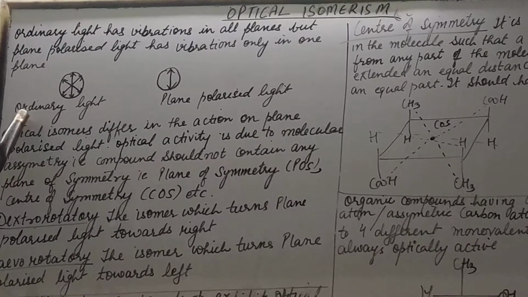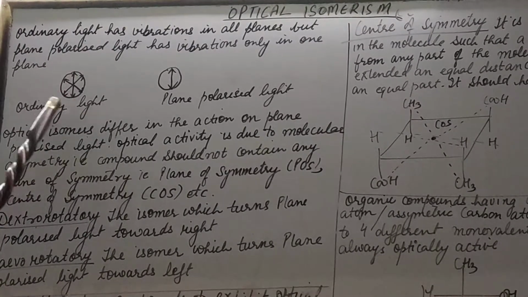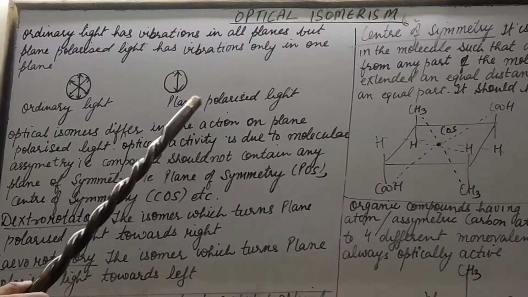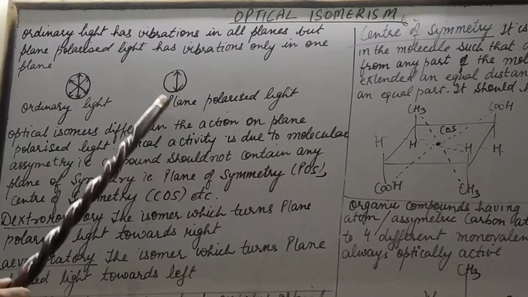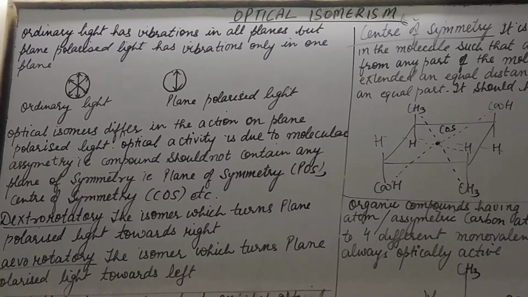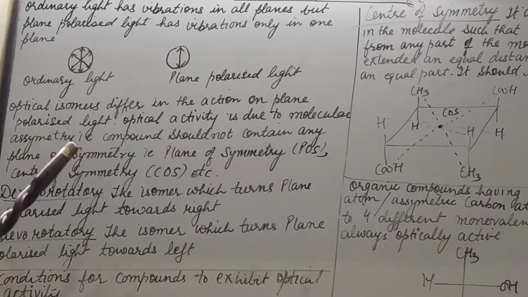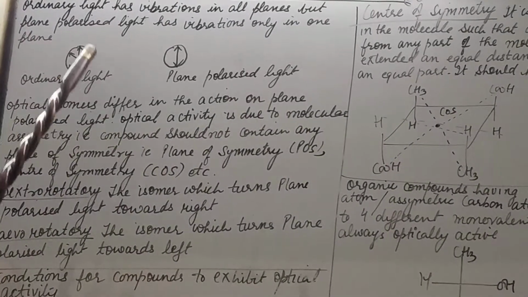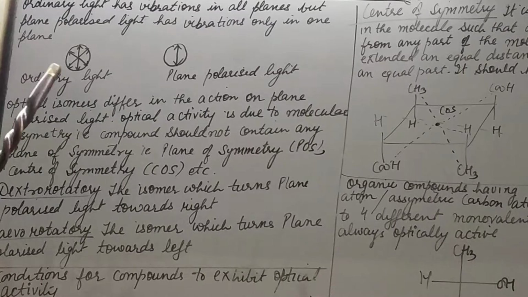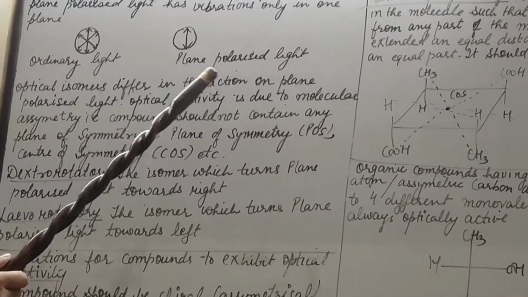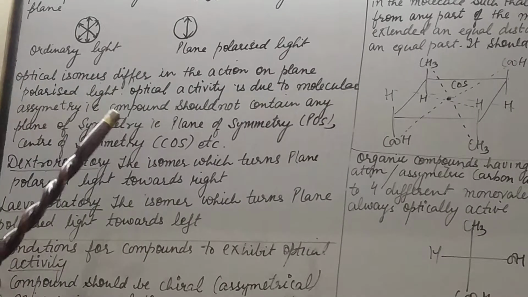As we can see, this is ordinary light and it has vibrations in all the planes, while the plane polarized light has vibration only in one plane. Plane polarized light is obtained by passing ordinary light through a nickel prism. So it absorbs the vibrations of other planes, leaving one plane. Optical isomers differ in their action on plane polarized light.